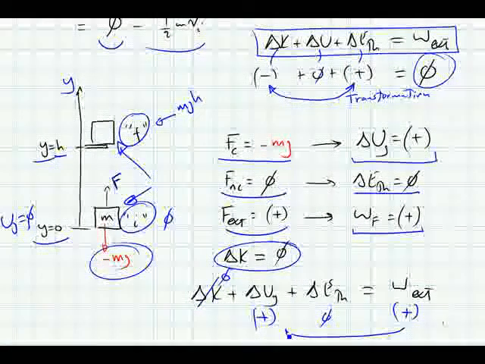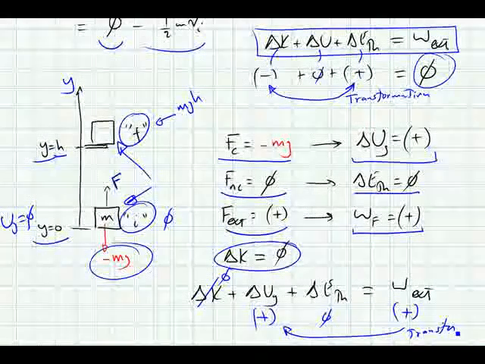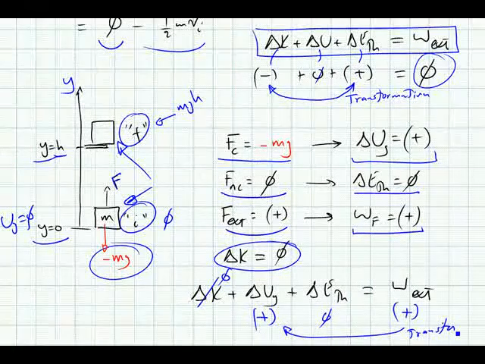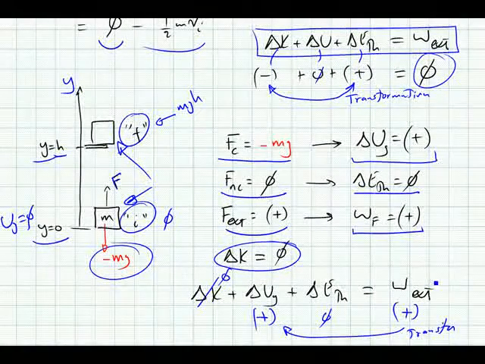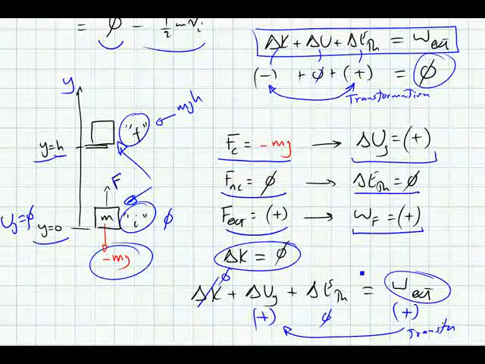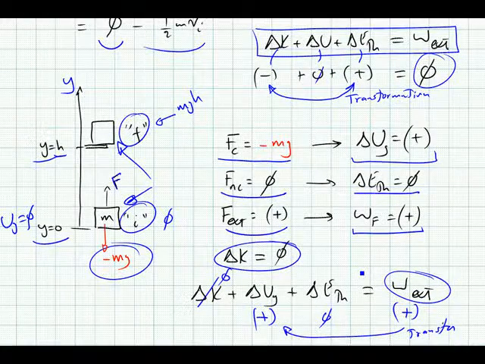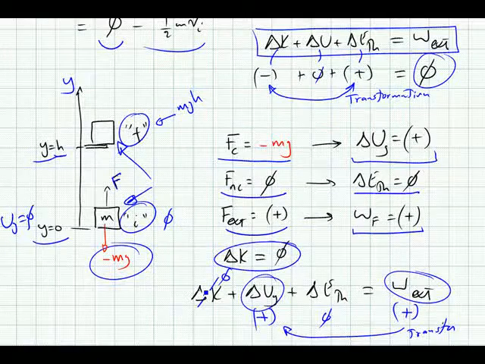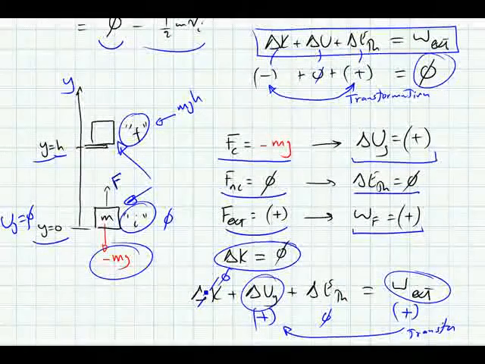Now this is another case of transfer of energy. The energy was transferred to the system by the work done by the external force, and it got transferred into the system in the form of gravitational potential energy.